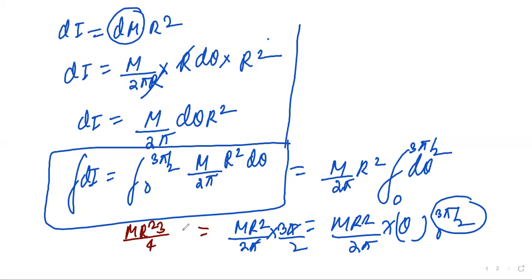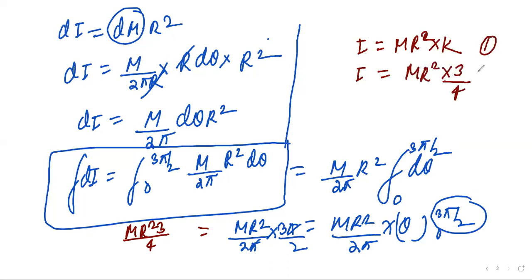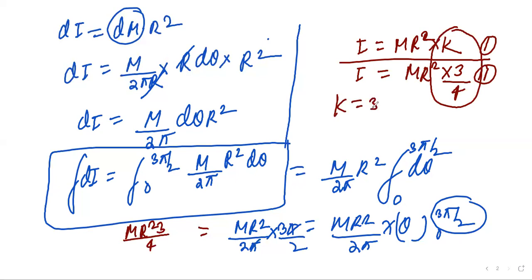Right. So you have I equal to m r square into k, and your final I is coming out to be m r square into 3 by 4. So compare equations 1 and 2, and you will get k as 3 by 4.